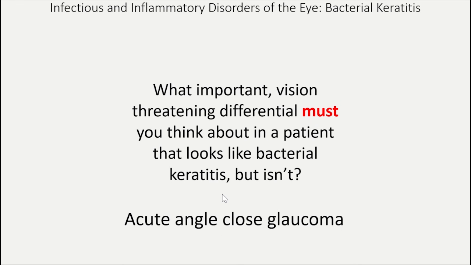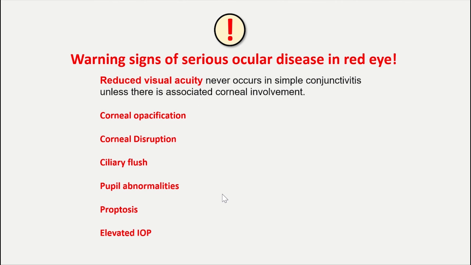Acute angle closure glaucoma is the answer there. So basically, because the acute angle closure glaucoma may have this corneal opacification that bacterial keratitis may have, and the one that I showed you in the last image was very impressive, but sometimes it can be very subtle. Again, warning signs of serious ocular disease in a red eye.